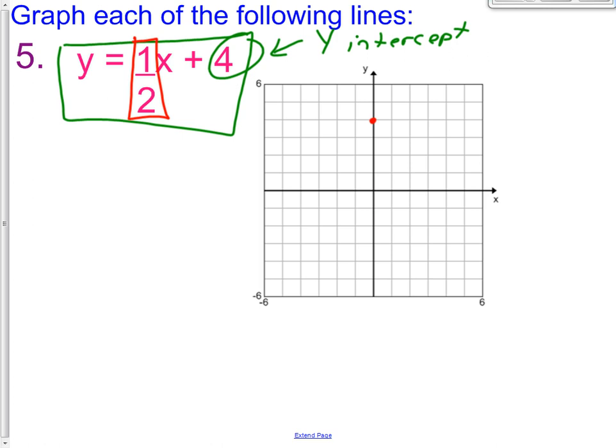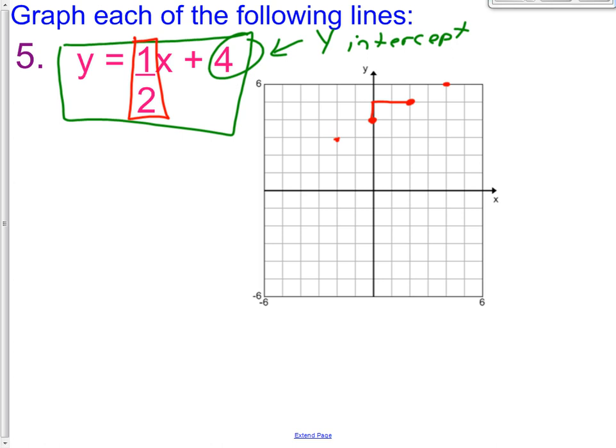So my rise is 1. From my y-intercept, I go up 1, and I go to the right 2. And there, my friends, is the next point on our line. You only need 2 points to graph a line, so you would only need those 2, and then you can take out a straight edge and draw a line. I do like to continue my slope sometimes so I can get a more accurate line.